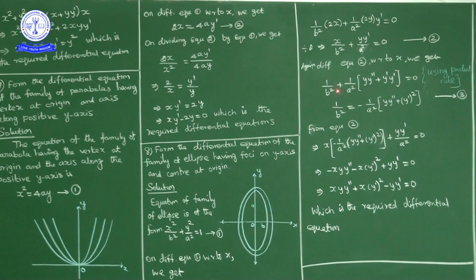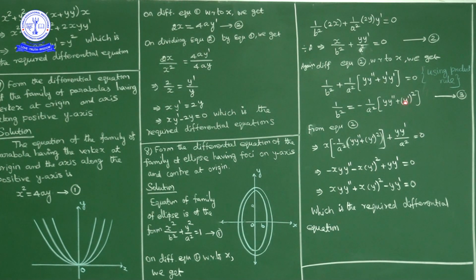Okay, now 1 by b square is equal to what we can write? Minus 1 by a square into y double dash plus y dash square. Okay, now I'll substitute this in place of 1 by b square, this quantity in 2. Okay, so from 2, x by b square, no, so x into 1 by b square, in place of 1 by b square I will write this quantity, x into minus 1 by a square into y double dash plus y dash square, plus y dash upon a square is equal to 0. Okay, if you take LCM here, denominator is what? a square, cross multiply a square this side.